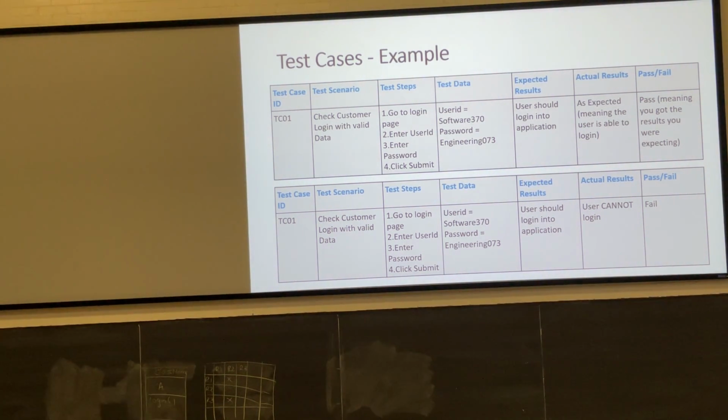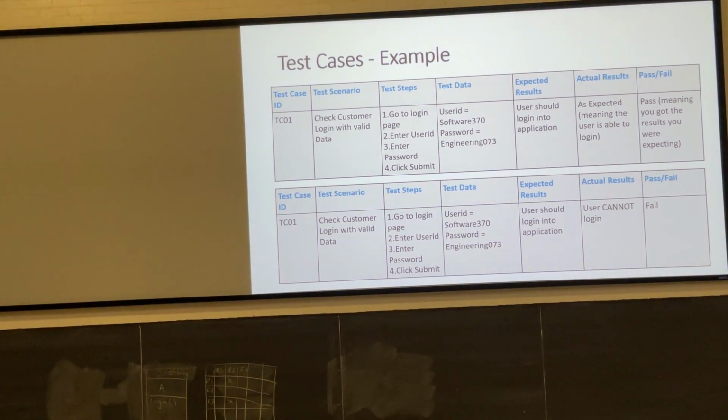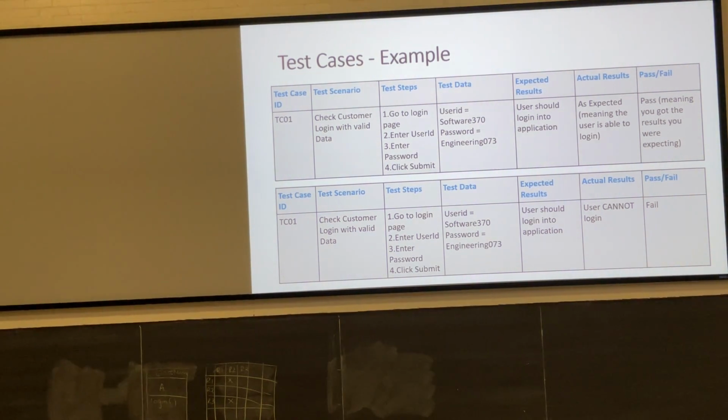Okay? Question? Yeah. After you fix your code, do you go back and change the actual result? Yeah, you do retesting. You're going to have multiple versions of testing, multiple times. This is why we also do regression testing, right? You rerun these tests.